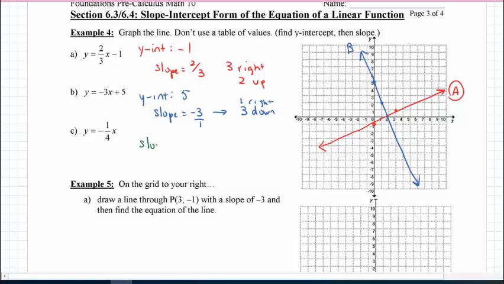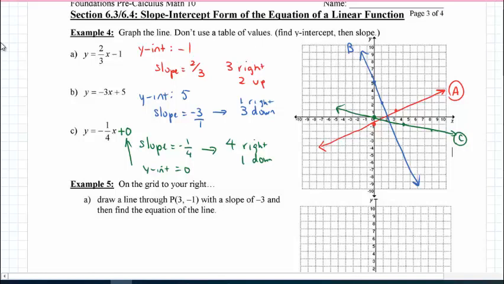See, I see the slope. That means, oops, not an x, just -1/4. 4 right, 1 down. Ooh, but no y-intercept. So that means it must be 0. So it must start at the origin. 4 right, 1 down. 4 right, 1 down. Connect. Beautiful. C.